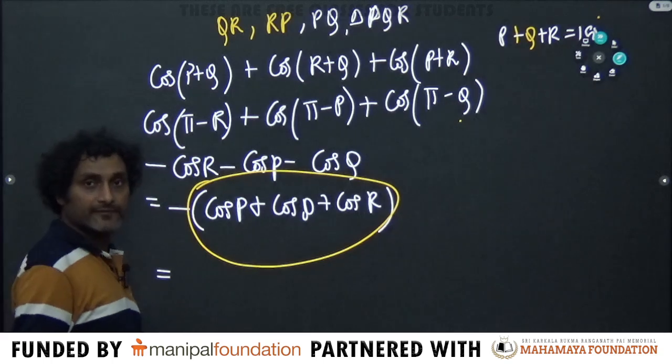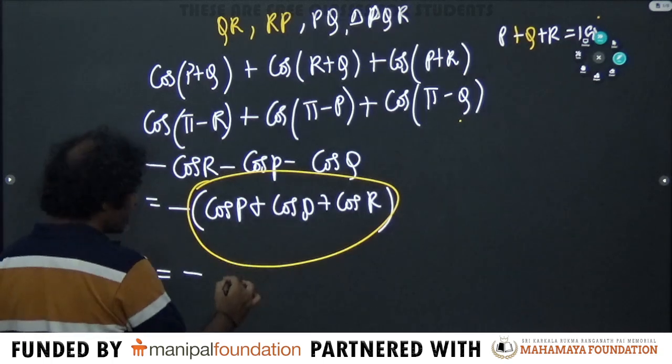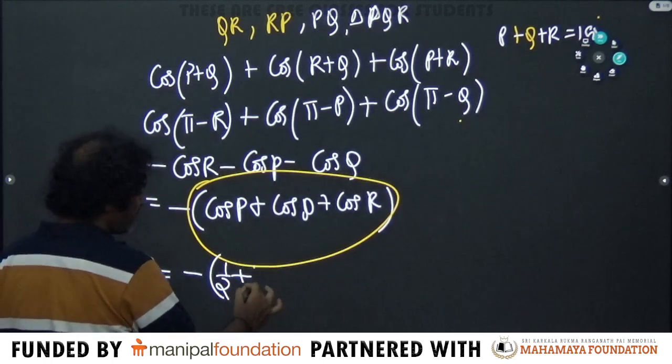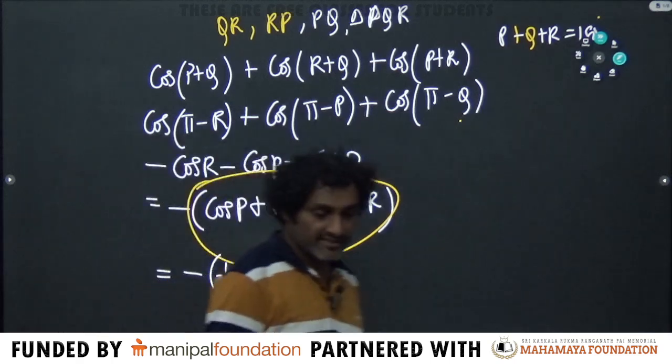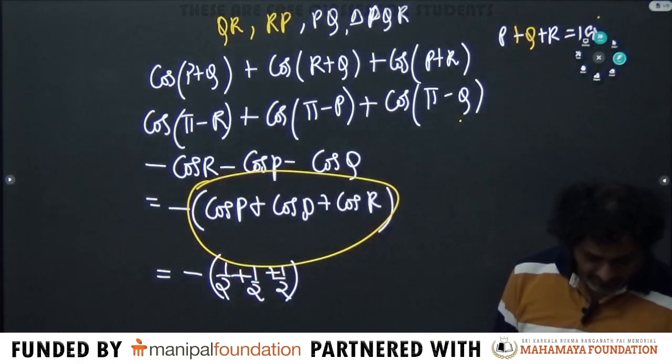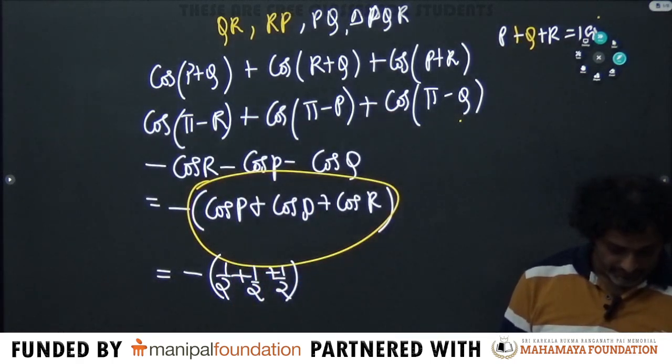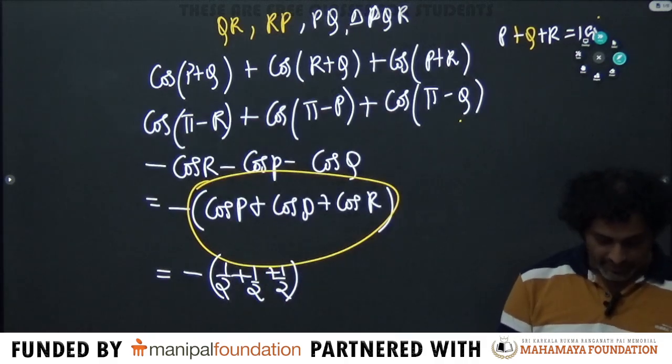So if all three are equal, how much is each? Isn't it 60 degrees? Cos 60 is a half, the other one a half, the third one is also a half. So is the answer -3/2? That's the minimal value. Done. Is that okay? Yeah.